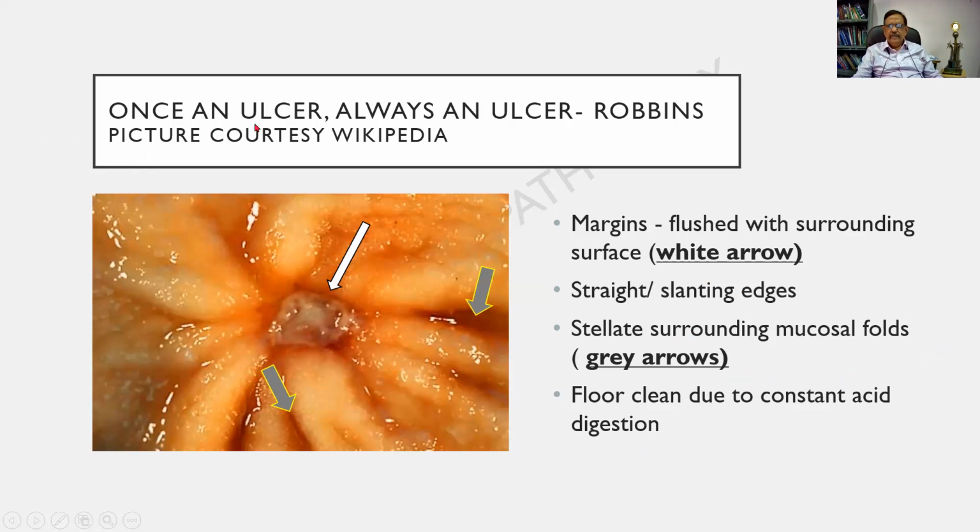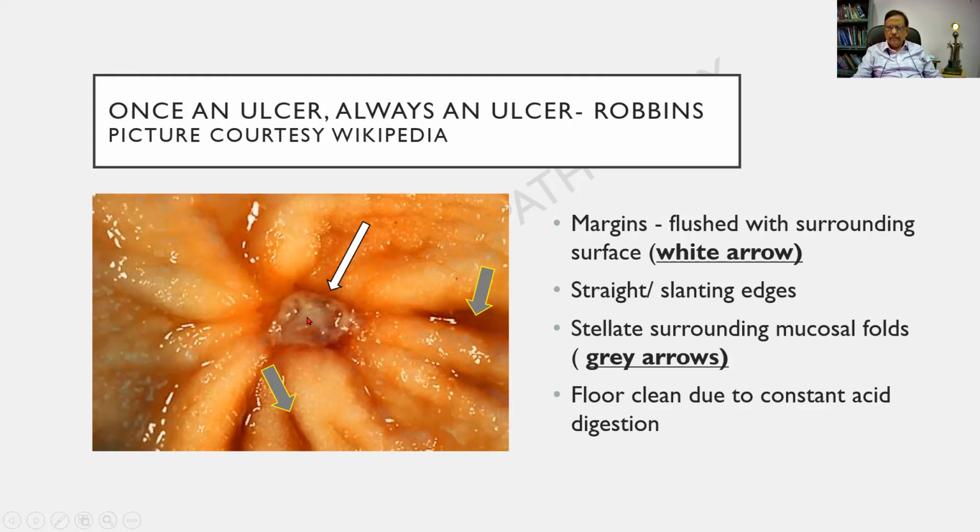Again, the words of Robbins, no? Once an ulcer, always an ulcer. And this picture courtesy from Wikipedia. I find that it is a well demarcated ulcer, hardly about 2 centimeters. The white arrow points to the ulcer. And another thing that is very striking is I find that there are radial folds of the mucosa.